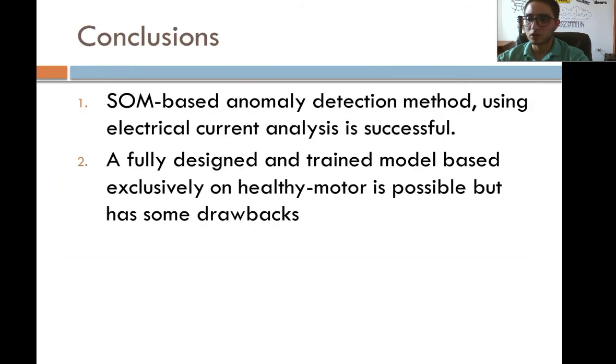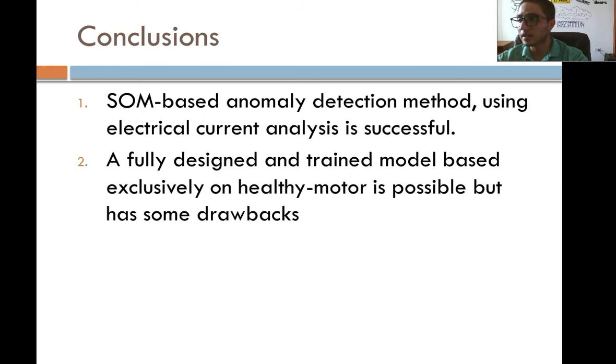Finally, the conclusions. The detection of broken bars and faulty bars in induction motors with a self-organizing maps-based anomaly detection method, using electrical current analysis, is successful. The construction of a fully designed and trained model based exclusively on healthy motor data has two main drawbacks when it is going to be implemented in the field.